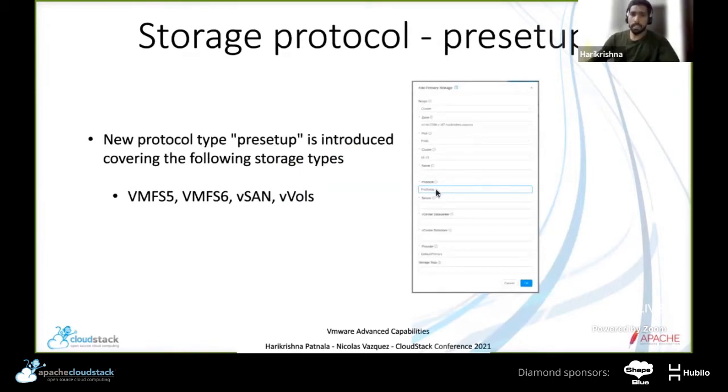To go into a bit more detail about what this Presetup protocol type is: since we are doing all storage operations by just calling the native APIs of vSphere from CloudStack, it does not matter what storage type it is. Any storage that is already preset up on vCenter can be directly added as primary storage without having to specify the storage type. So Presetup covers all the storage types: VMFS5, 6, vSAN, vVols. Once it is added, CloudStack will detect the storage type and add it to the database just for readability purposes. Otherwise, any storage type is Presetup.